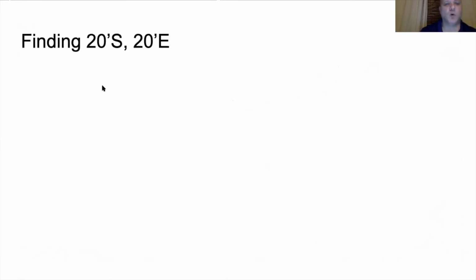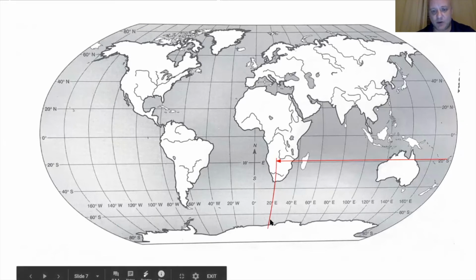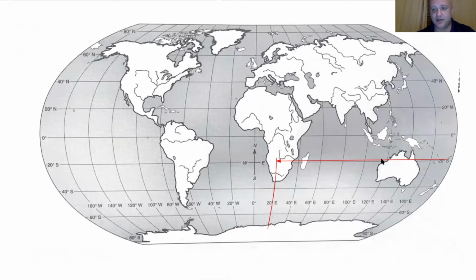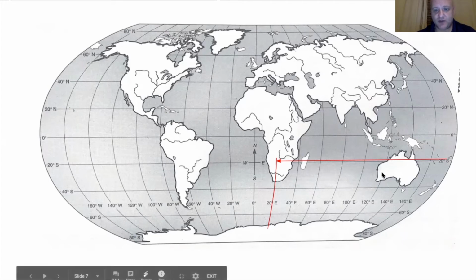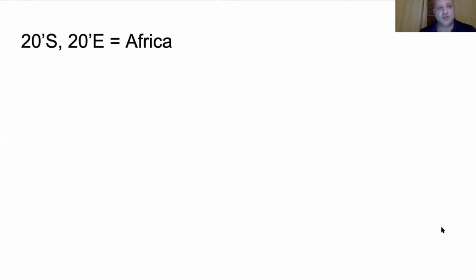All right, we're gonna find 20 south, 20 east. Here we go. And notice I'm just going to go over to the other side of the map because it's a little bit easier this time. I put one finger on 20 south, one finger on 20 east. Now, obviously, I'm going up this line. There we go. I'm going across on this line. So I put one finger there, one finger there. I sing the song, baby, why don't you just meet me in the middle? Right there, we are in Africa. So 20 degrees south and 20 degrees east equals Africa.